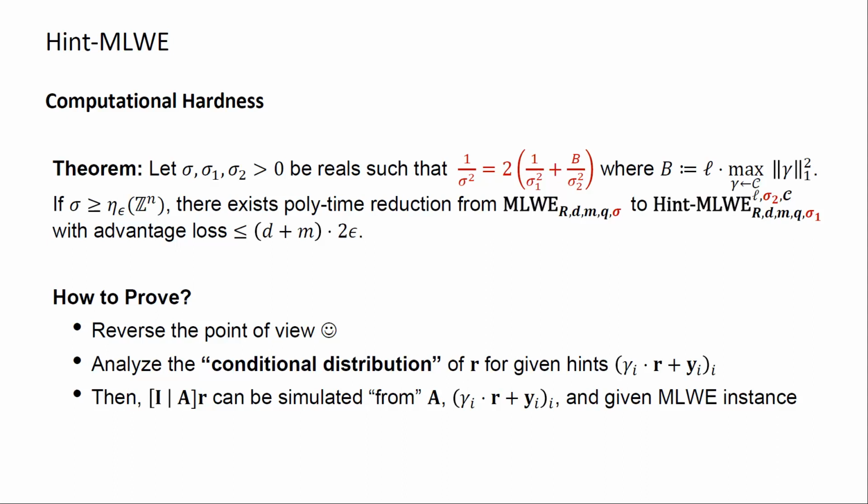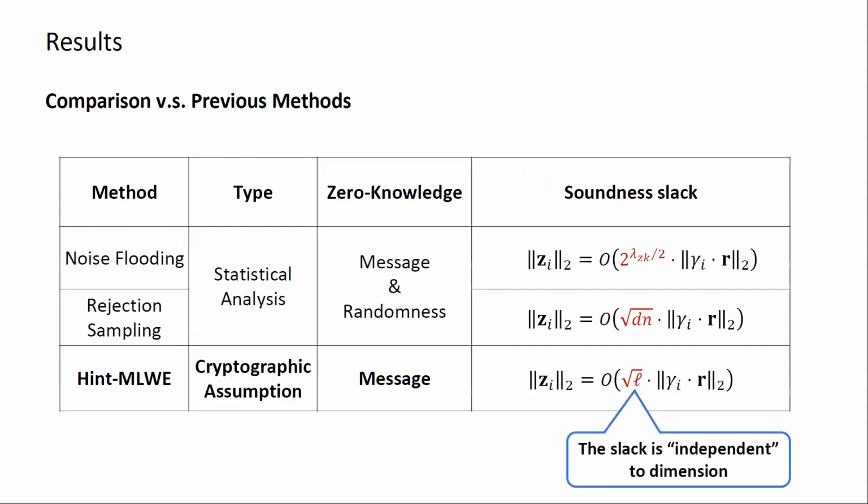So this conditional distribution analysis implies that even if we sample the hints first and then try to generate the second component of the hint MLWE, this concatenation A times R, it is possible. Of course, it is possible under the discrete Gaussian setting because discrete Gaussians always have a bunch of good properties. For the whole detail of the proof, please refer to our paper. I'm sorry. And okay, let's move on to the result part.